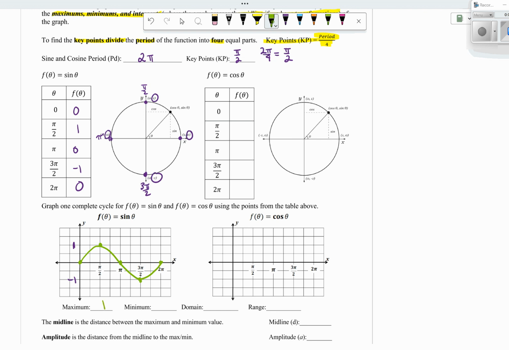We can see the maximum is 1 and the minimum is -1. The domain for this is going to continue because we can keep going around and around our unit circle, so all real numbers. And the range is bracket -1 to 1.